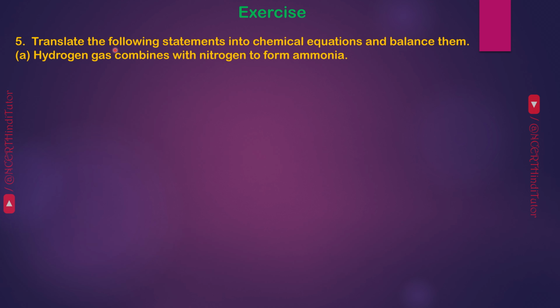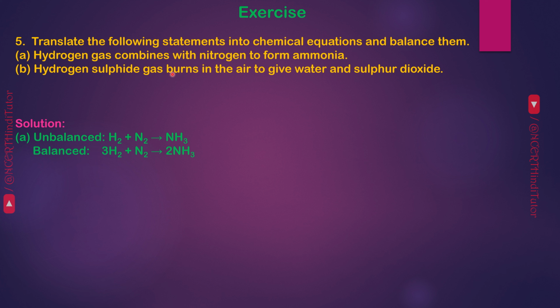Question 5. Translate the following statements into chemical equations and balance them. A. Hydrogen gas combines with nitrogen to form ammonia. Answer: unbalanced H2 plus N2 gives NH3, and balanced is 3H2 plus N2 gives 2NH3. B. Hydrogen sulfide gas burns in the air to give water and sulfur dioxide. Answer: unbalanced H2S plus O2 gives H2O plus SO2. Balanced: 2H2S plus 3O2 gives 2H2O plus 2SO2.